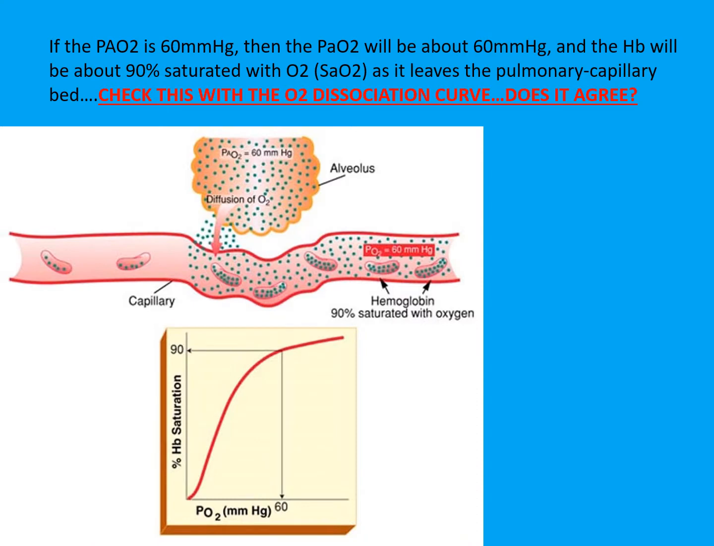Okay, so let's go through some examples here. If I have a PAO2 of 60 and a PaO2 of 60 millimeters of mercury, right? So that's great diffusion. My hemoglobin will be 90% saturated as it leaves the pulmonary capillary. Does this agree, right? If I have a PO2 of 60, should I have a 90% saturation? Well, is there a rule that I taught you guys, that's also probably in your books as well? 4, 5, 6, 7, 8, 9.